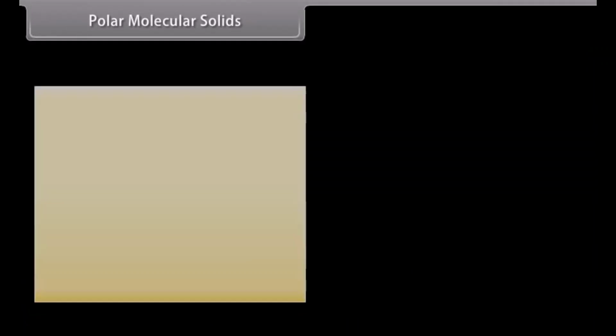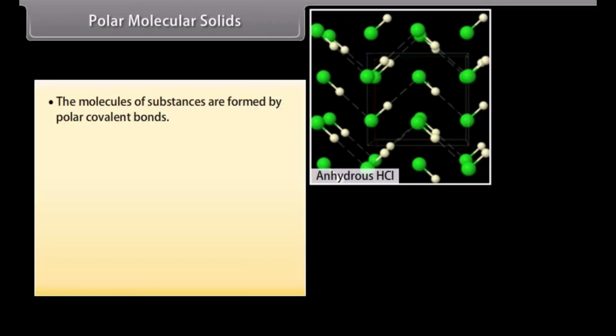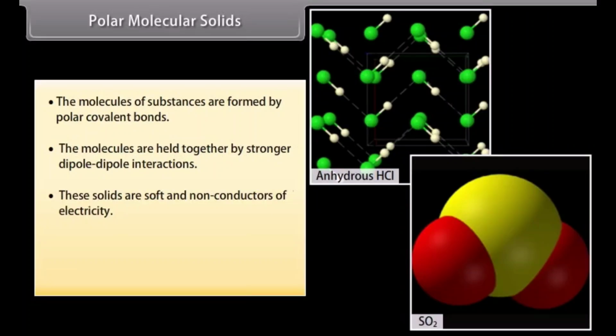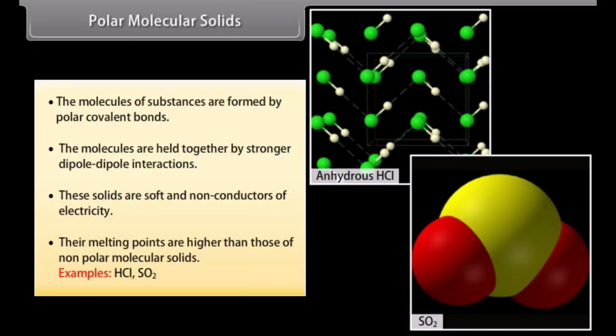Polar molecular solids. The molecules of these substances are formed by polar covalent bonds. The molecules are held together by stronger dipole-dipole interactions. These solids are soft and non-conductors of electricity. Their melting points are higher than those of non-polar molecular solids. Examples: HCl, SO2.